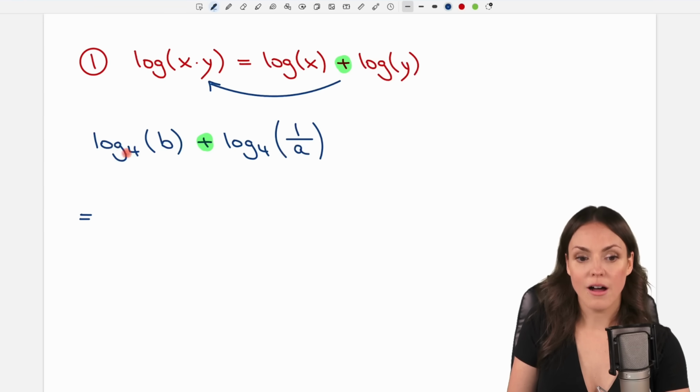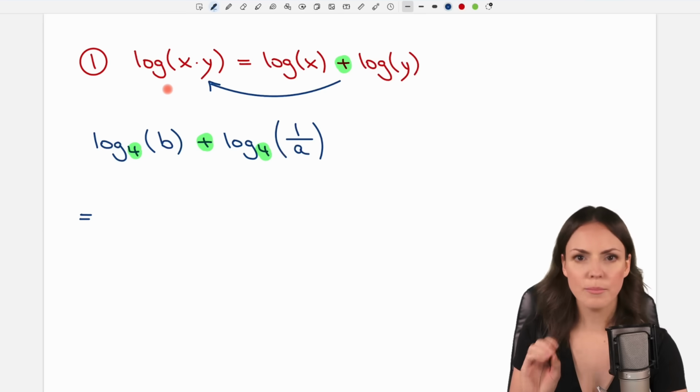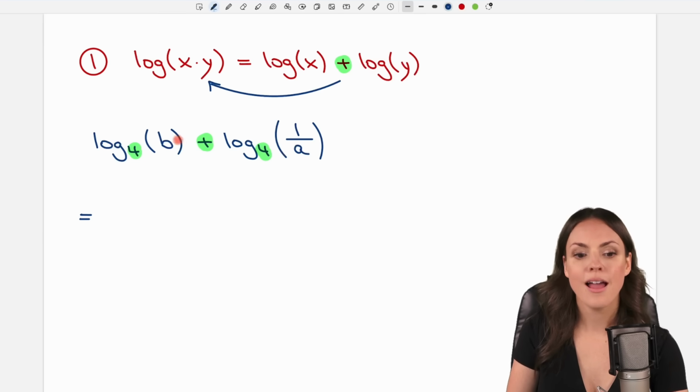So we have log base 4 here, and here also log base 4. That is super important, that you take a look at your bases as well. I mean, in the rule here, there is no base at all, but that just means that you can apply these logarithm rules to any base, so the base doesn't matter, but the bases have to be identical. Otherwise, you're not allowed to use the rule. So take care of your bases. They are identical, so we are allowed to apply the rule.